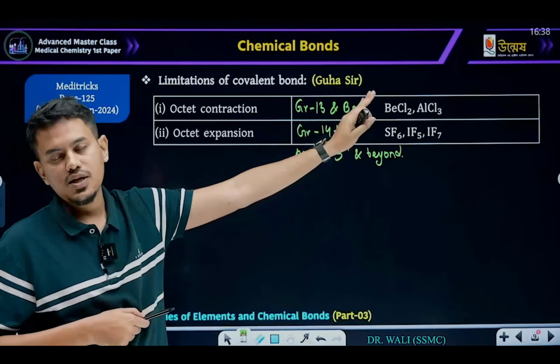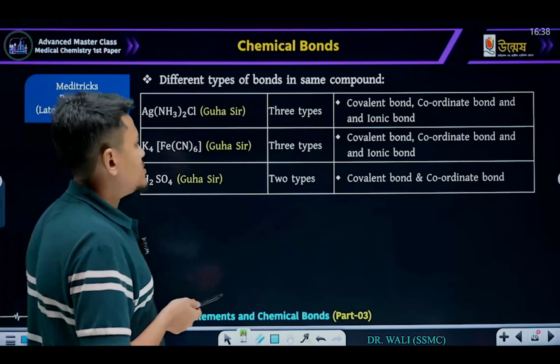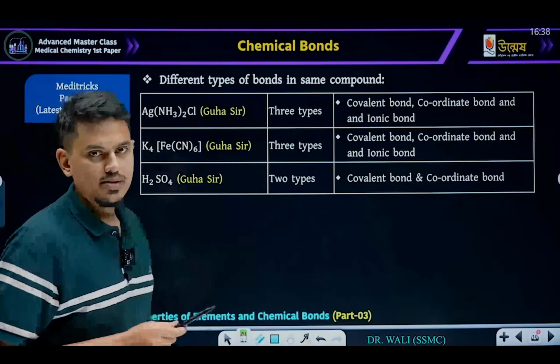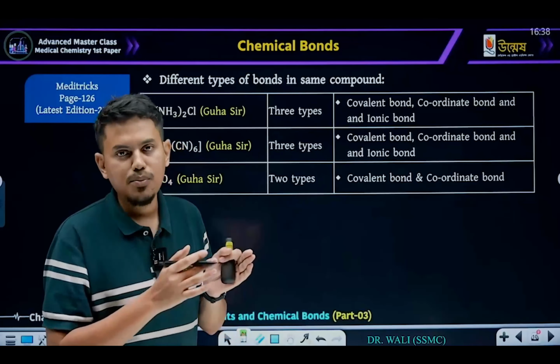Where in group 14 to 17 elements of third period and beyond. Anyway, now different types of bond in the same compound. This is something that we should practice also, because sometimes questions appear this way: in this compound, which bond is present?